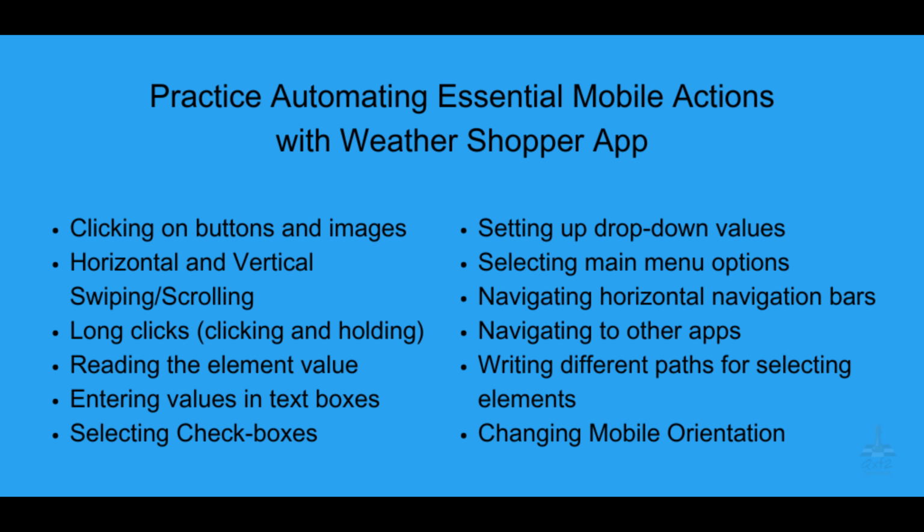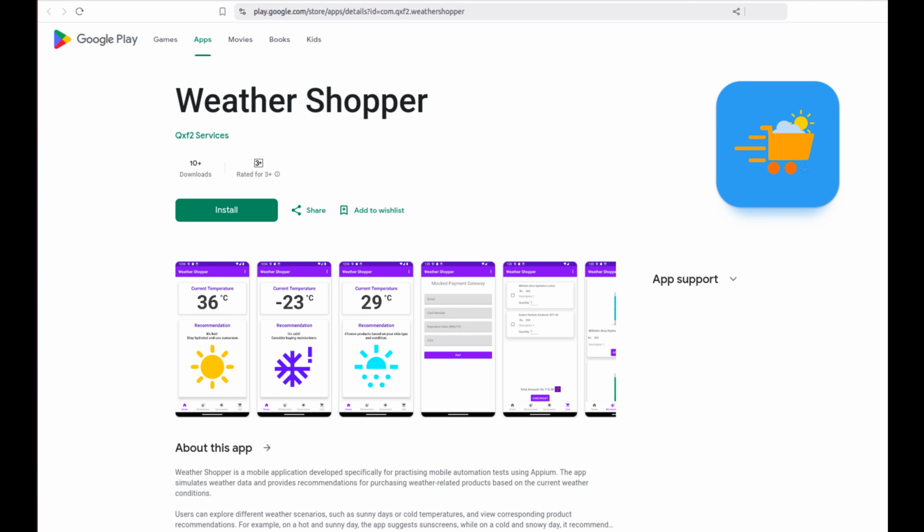I'm excited to walk you through the app, which serves as a practical project to learn mobile automation testing. The Weather Shopper app is available on the Google Play Store. You can download and install it from Google Play Store. Check the description below for the Google Play Store link.